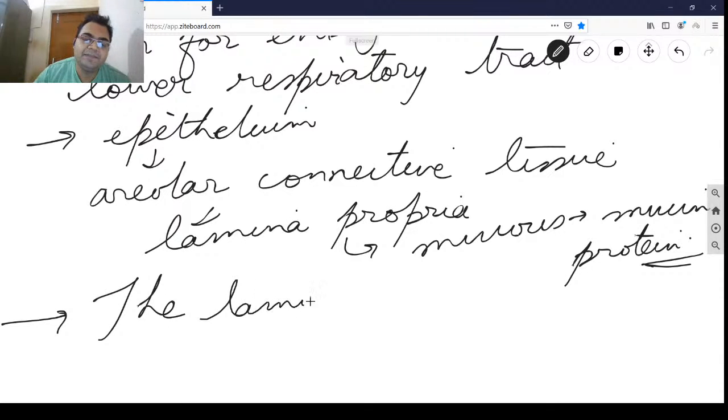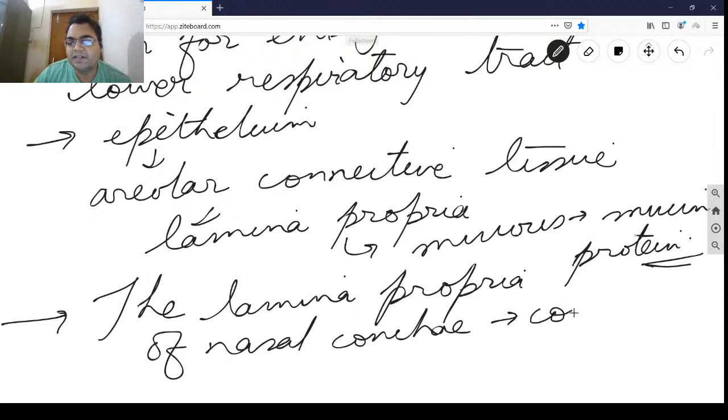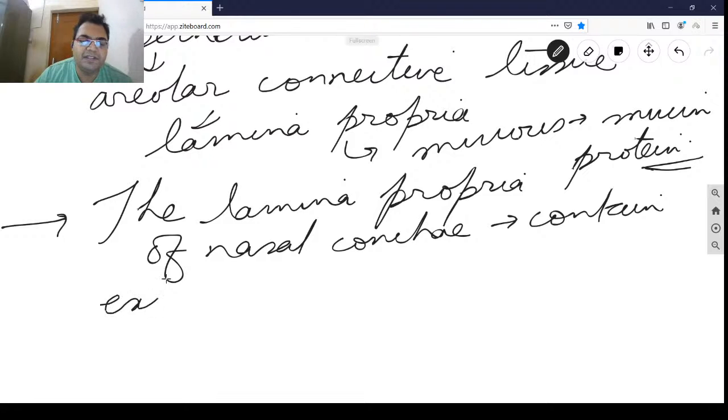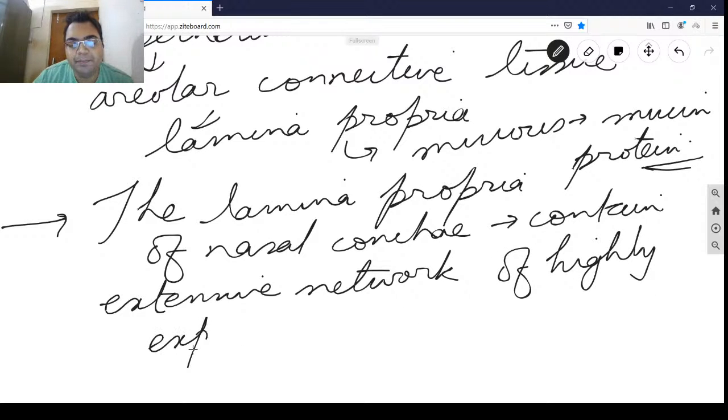The lamina propria of nasal concha contains an extensive network of highly expandable veins. I'll just show you the image, to make it very clear what the conchae are.